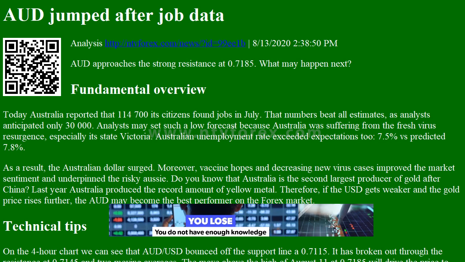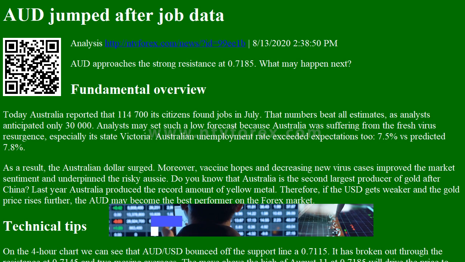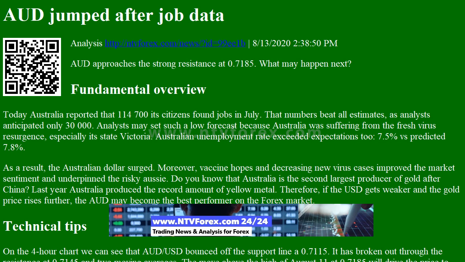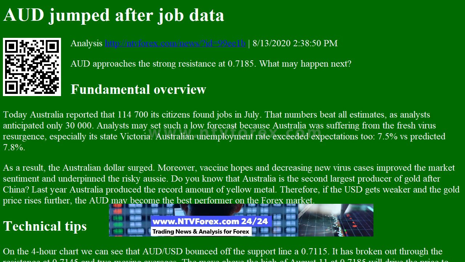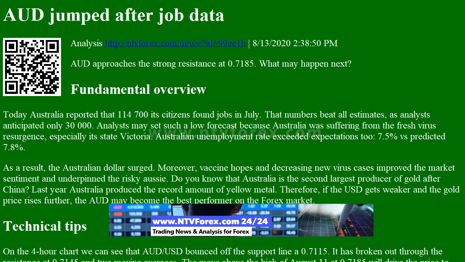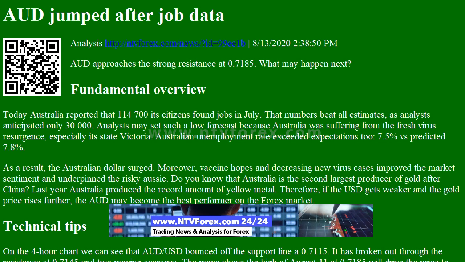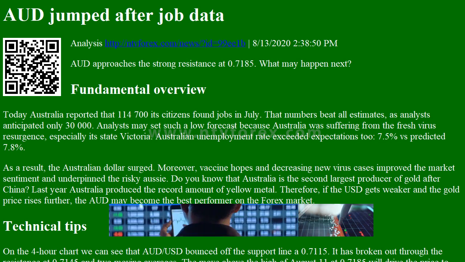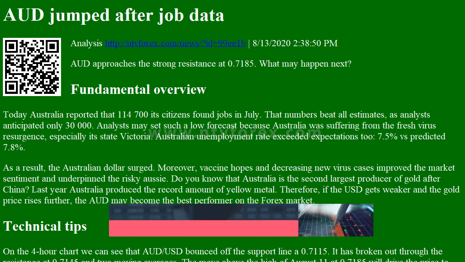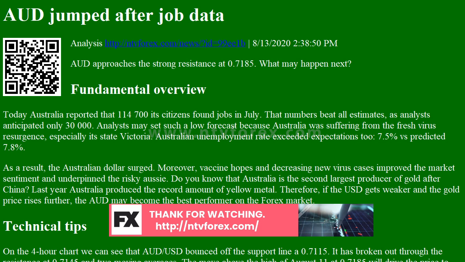AUD jumped after job data analysis. AUD approaches the strong resistance at 0.7185. What may happen next? Fundamental overview today. Australia reported that 114,700 of its citizens found jobs in July. That number beat all estimates, as analysts anticipated only 30,000.